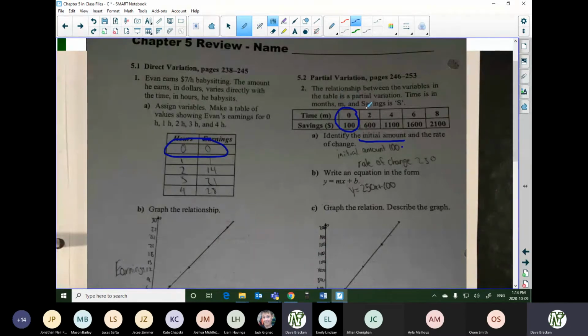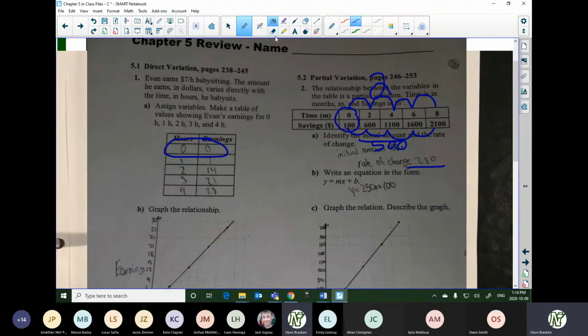Then every single 2 months, up by 2, up by 2, up by 2, up by 2, we're putting in 500, 500, 500, 500. But 500 is not our rate of change. Our rate of change is per month, per hour, per year, per minute, always out of 1. So if you're going up by 2 for your months and you're going up by 500, then you go 500 divided by 2, that's where you get the 250.